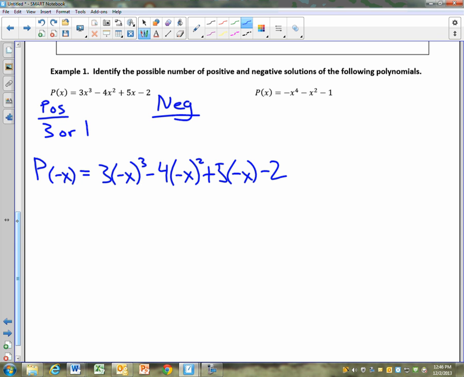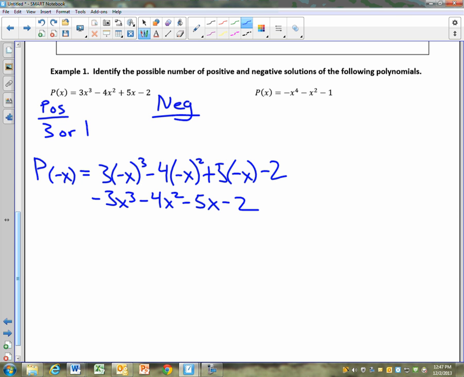So let's look at this. What is 3 times negative x to the third? Is it going to be positive or negative? Negative. Did that change from the beginning? Yeah. Now, negative x squared is going to give me positive times negative 4 will be negative 4x squared. Did that change? No. 5 times negative x? Negative 5x. Did that change? Yeah. Then minus 2. Did the minus 2 change? No. So you can see all the odd degrees change, all the even degrees stay the same.